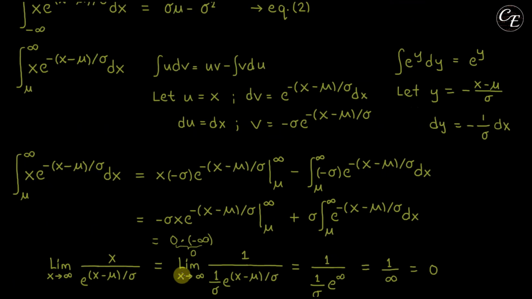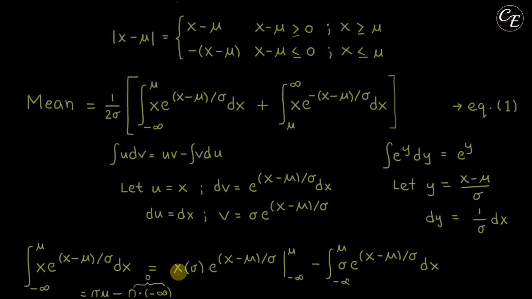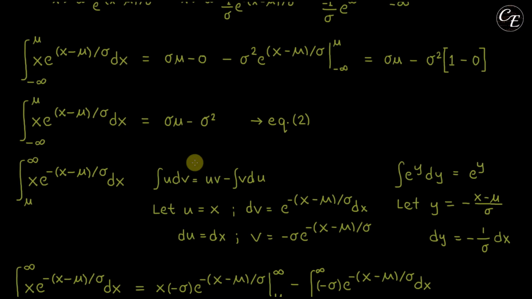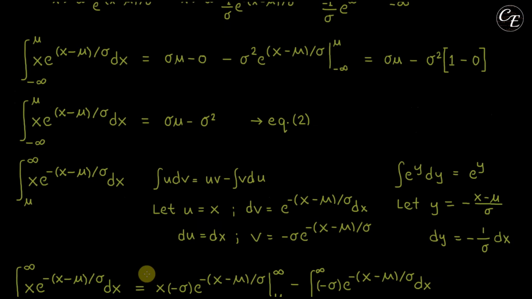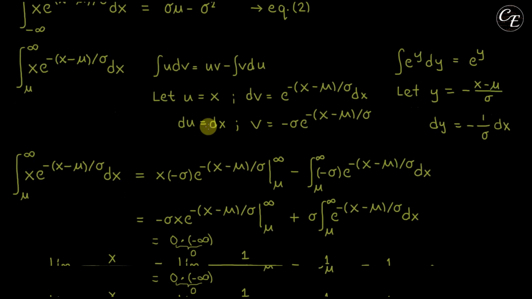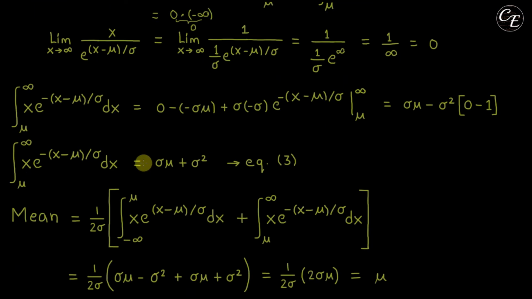Now for our mean, which is equal to 1 over 2 sigma times sum of our results from evaluating each integral expression, we have here, rewritten from above, mean equal to 1 over 2 sigma times the result from the first, which is this one, sigma mu minus sigma squared, plus the result from the second, which is sigma mu plus sigma squared.